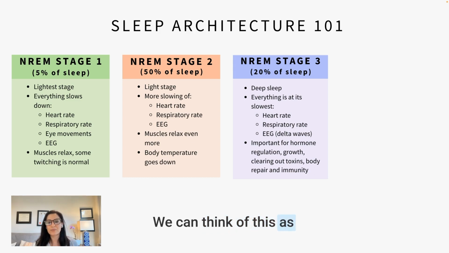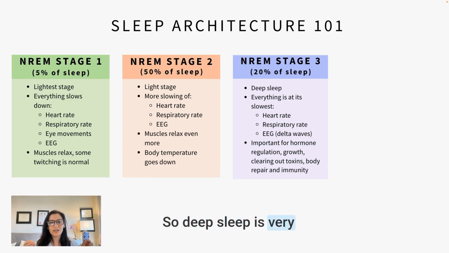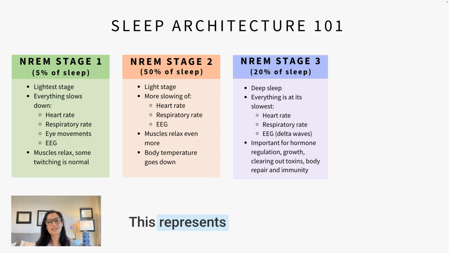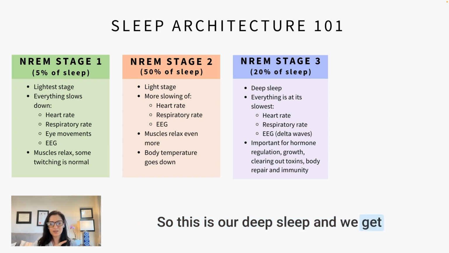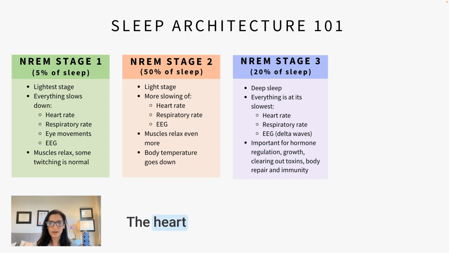We can think of this as the part of the symphony that includes harmonies. Deep sleep is very harmonious. We get these profound harmonies within a symphony. This represents the foundation and the depth of the composition of the piece of music. So this is our deep sleep, and we get these beautiful, large, deep delta waves during slow wave stage 3 sleep. This is where everything is at its slowest. The heart rate is slowest, the respiratory rate, the EEG, the delta waves like I just mentioned.